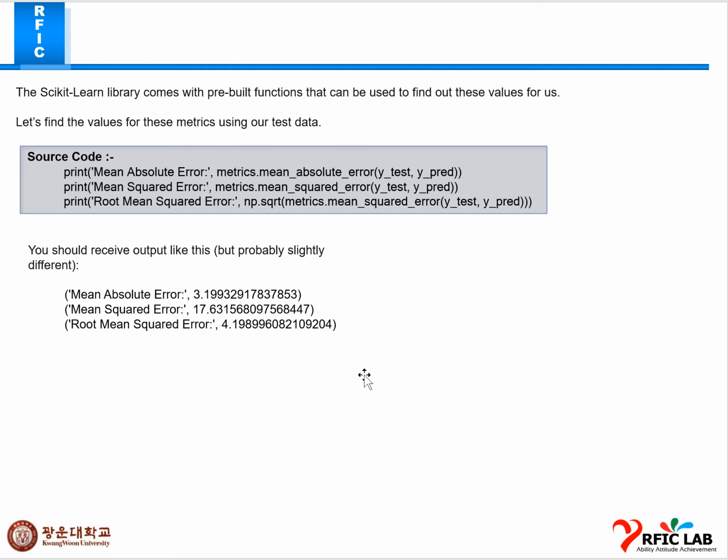When you want to use these formulas in Python, the scikit-learn library has pre-built functions, and by using these three lines of code you will get the mean absolute error, metrics.mean_absolute_error. This way you will get three values: the absolute error, the squared error, and the root mean squared error. So you can find how much error there is.